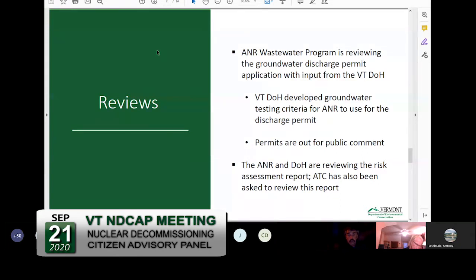The ANR is reviewing various items. So we have the groundwater discharge permit, and the Department of Health had some input on that to develop testing criteria. And these permits are now out for public comment. The ANR and the Department of Health, as well as ATC, will be reviewing the risk assessment report.